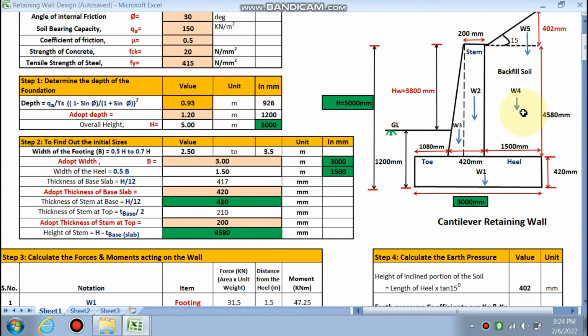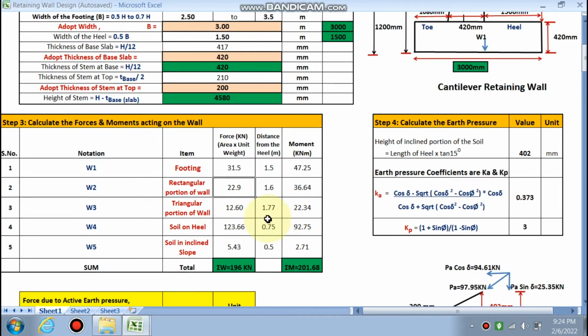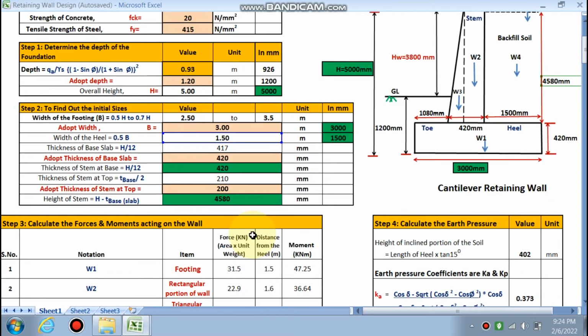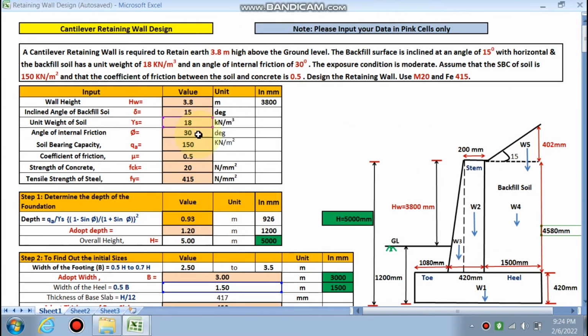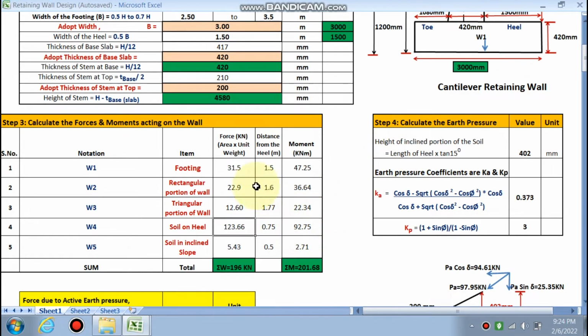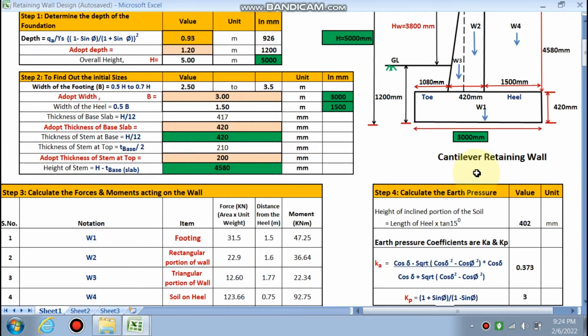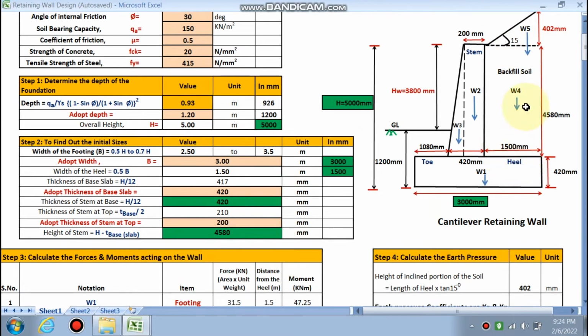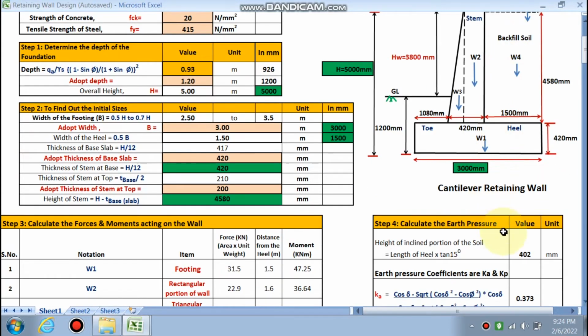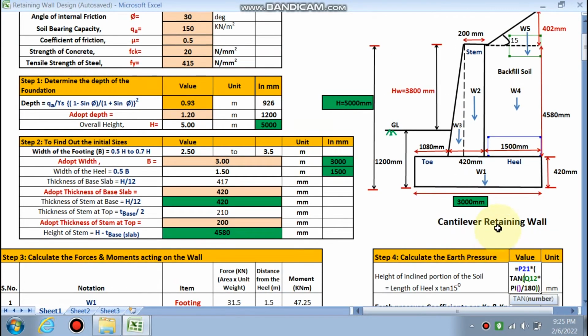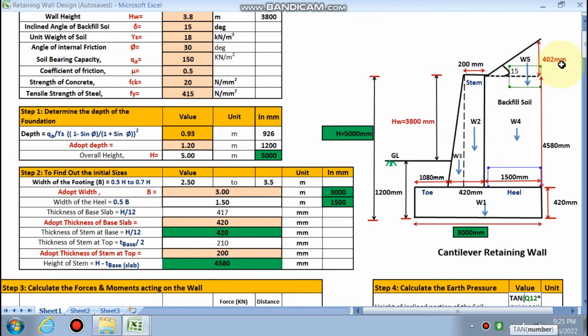W3 you can find, W4 you can find, that is for the backfill soil, and for the backfill soil you have to take the unit weight of soil, right? So finally it has been calculated, the overall load is calculated, the overall moment is calculated. Okay, the height of the inclined portion is calculated. This is 1500, but you have to find this portion. How will you calculate? You have the angle, so perpendicular on base is tan delta, right? So it has been calculated, tan delta. So this height is calculated as 402.